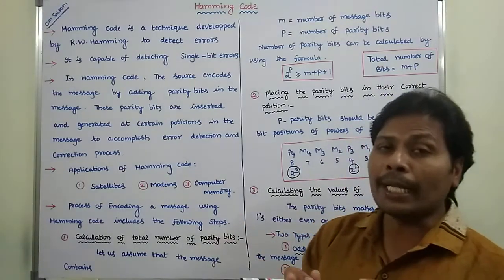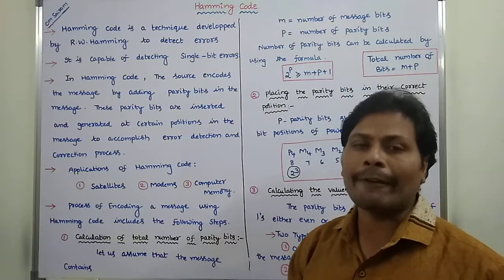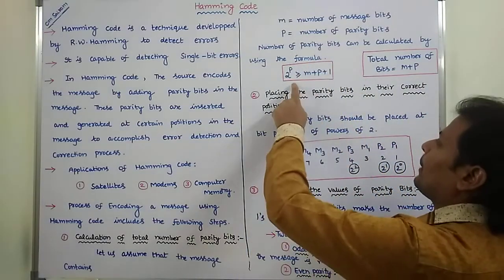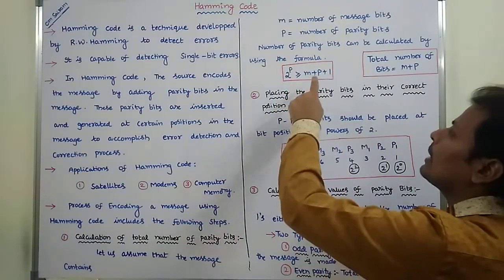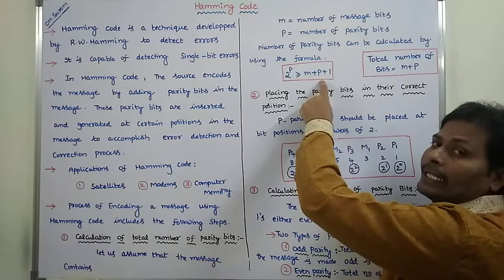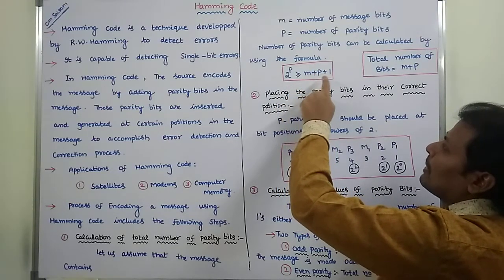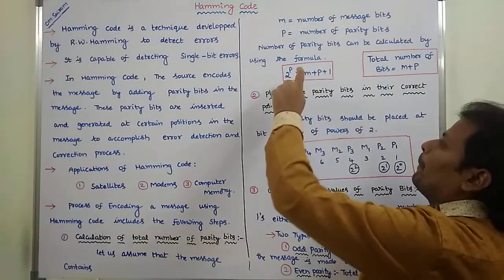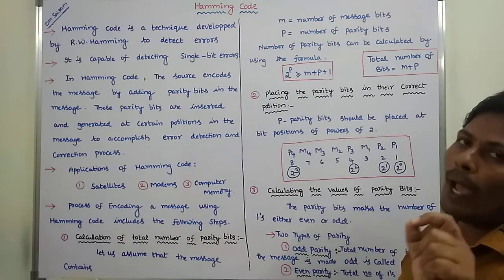How many parity bits do we have to add for a given message? By satisfying this formula: 2 power p greater than or equal to m plus p plus 1. Here m is the number of message bits, p is the number of parity bits. So 2 power p greater than or equal to m plus p plus 1. If the condition is satisfied, then p is the number of parity bits that we have to add.